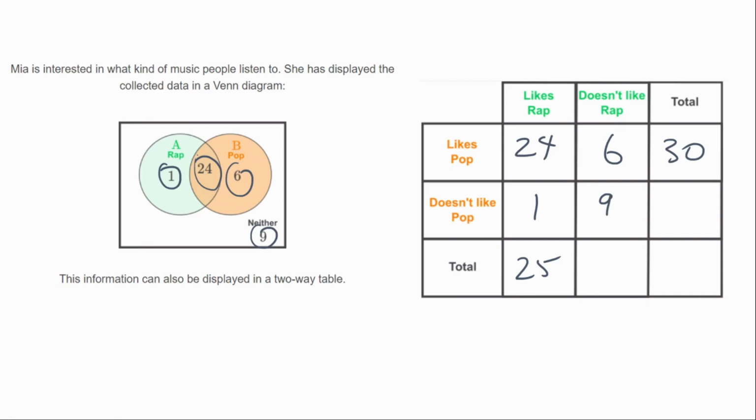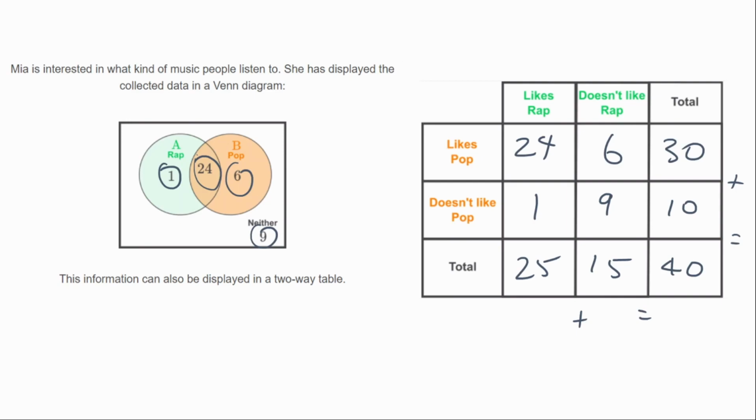Alright, we can fill out the rest of the two-way table there. This one here will be 6 plus 9. That gives me 15. Over here will give me 9 plus 1, which is 10. And our total gives me 40. 30 plus 10 here gives me 40. You can add these two there, or these two there. 25 plus 15 also gives me 40. Alright, so that's how you would convert a Venn diagram into a two-way table.